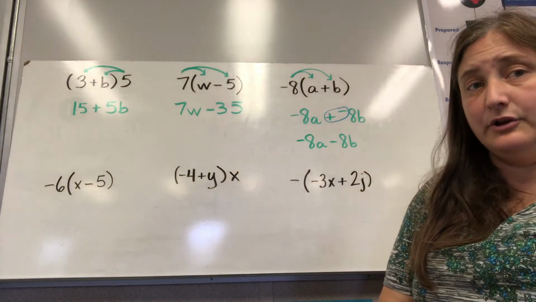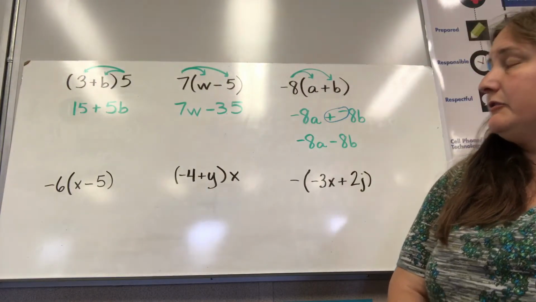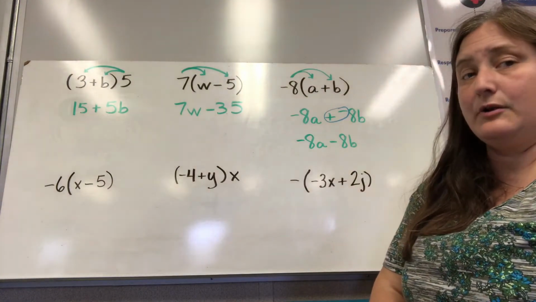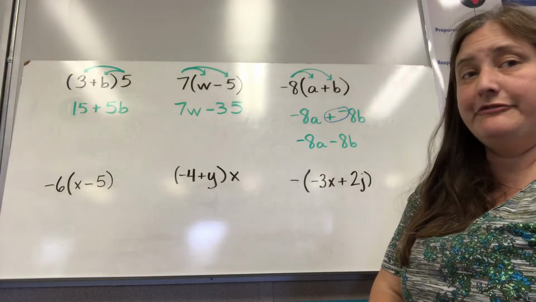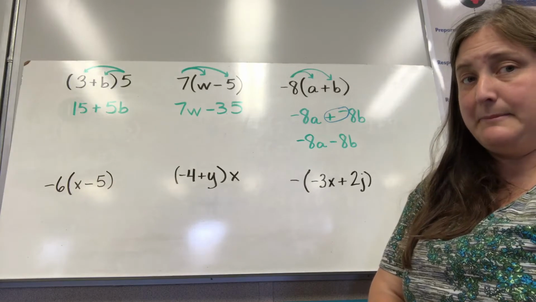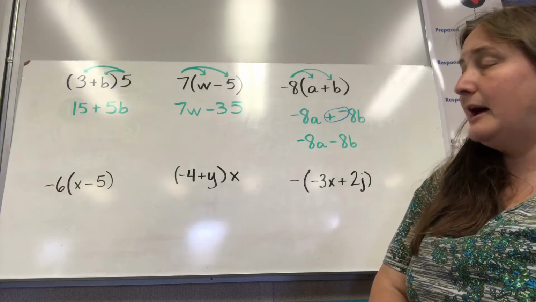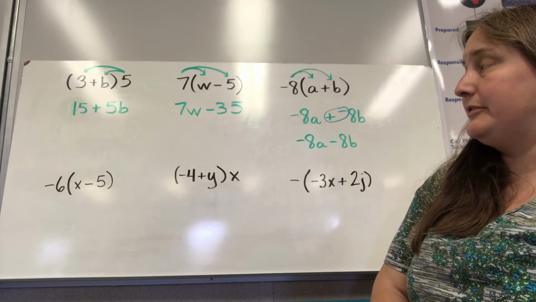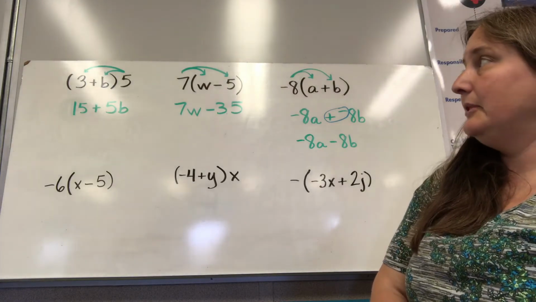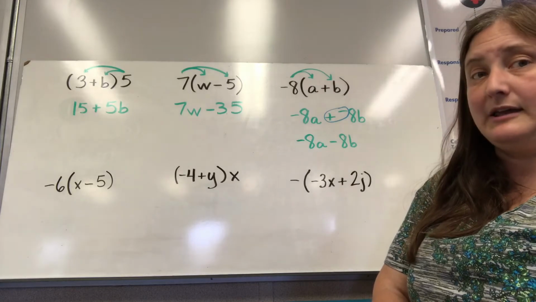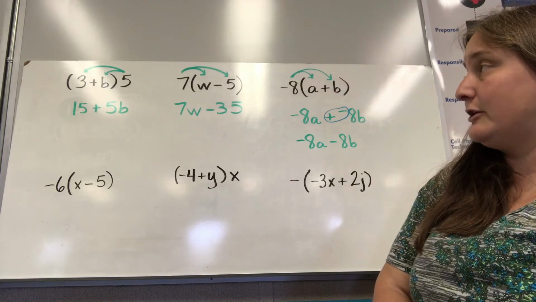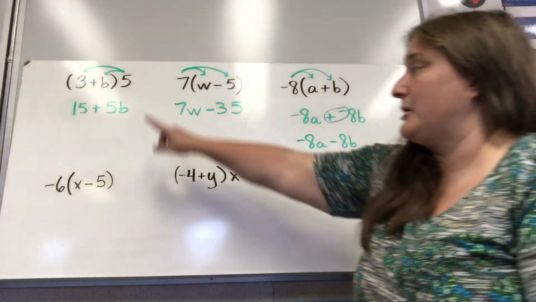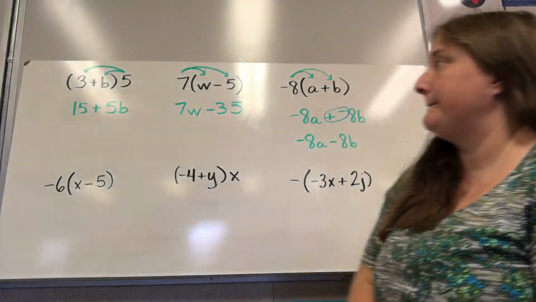Let's take a look at some examples. Here's an expression we may see: 3 plus b, that quantity, times 5. The 5 appears at the end of the parentheses, but it makes no difference. I'm going to multiply it in. I'm going to distribute it. So 5 times my first number in parentheses gives me 15, plus 5 times my second number, which is variable b, is 5b. A simplified version for this expression is 15 plus 5b.